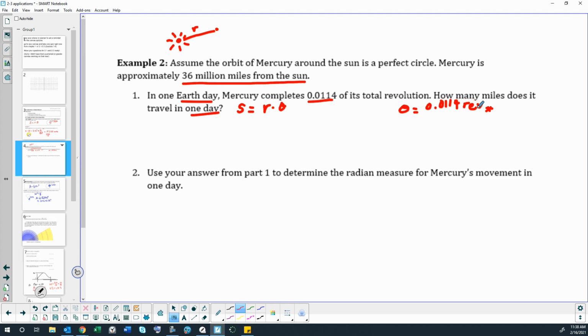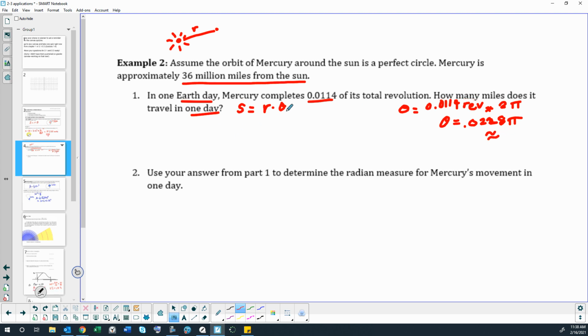One revolution means one time around a circle. So what is that in radians? 2 pi. Yep. So that would be 2 times 0.0114. If we want to leave it in terms of pi, that would be 0.0228 pi, which is approximately equal to, whatever.